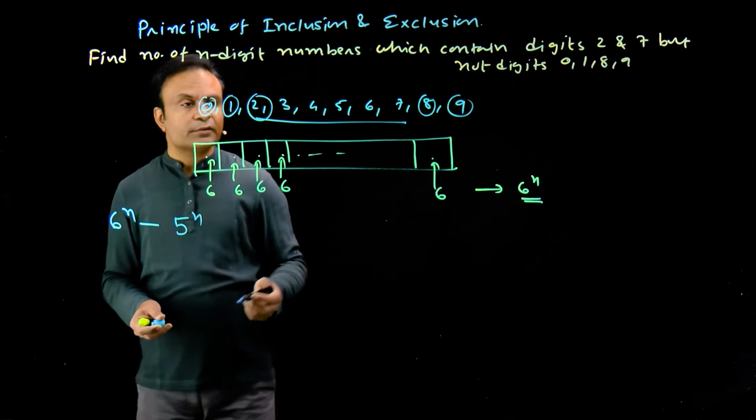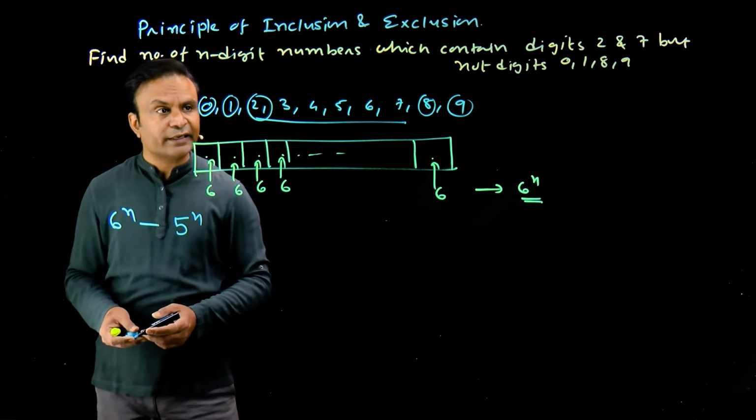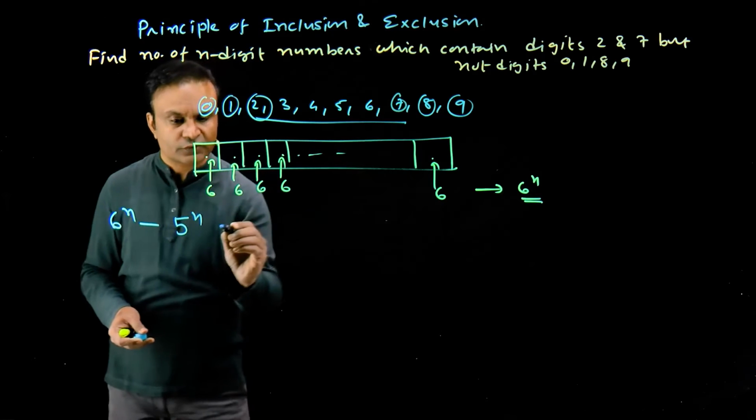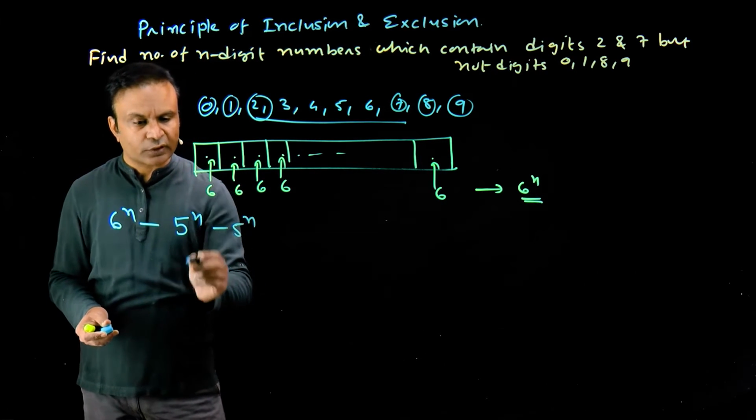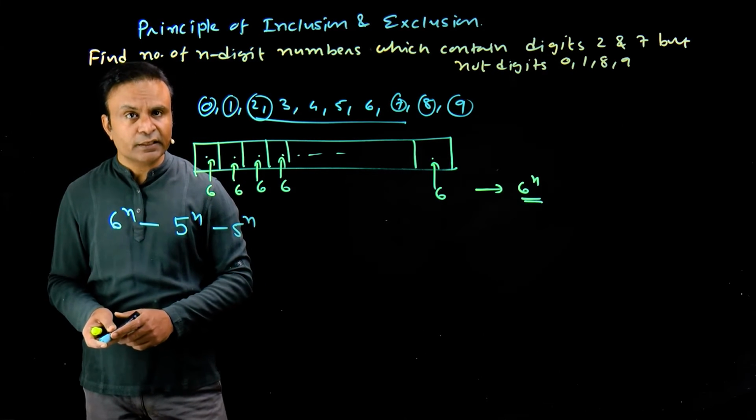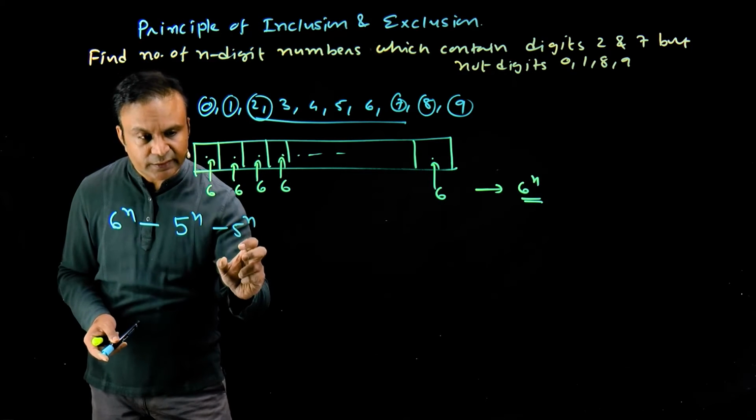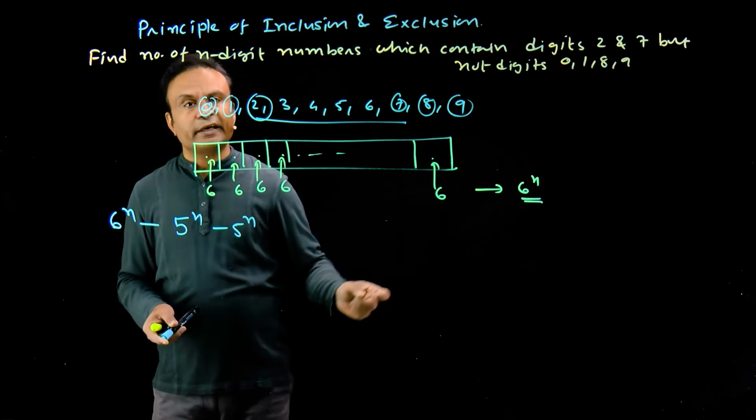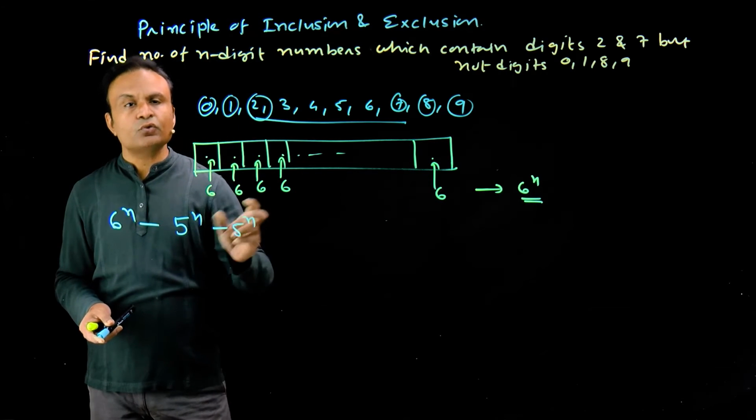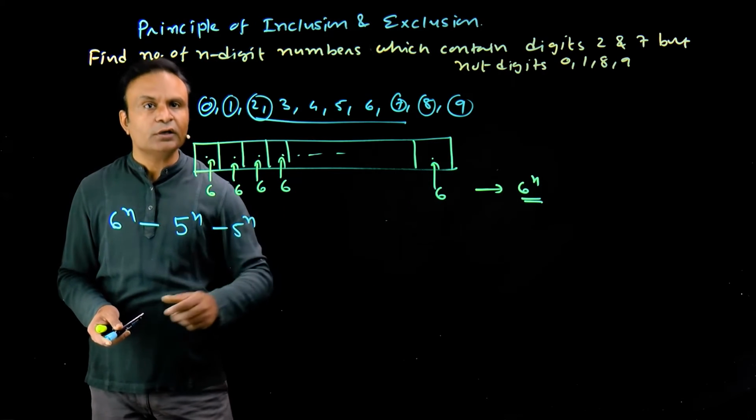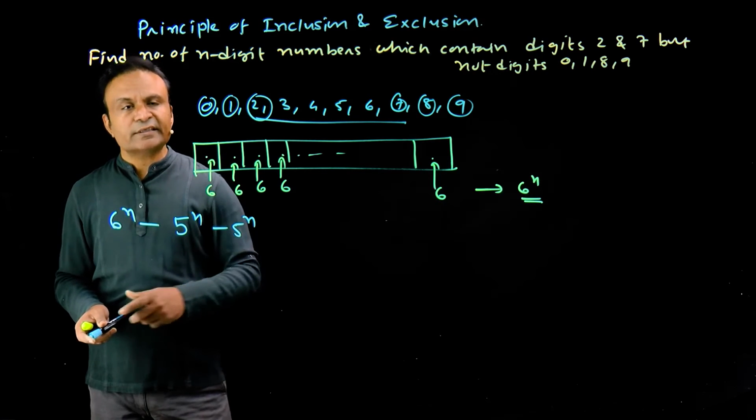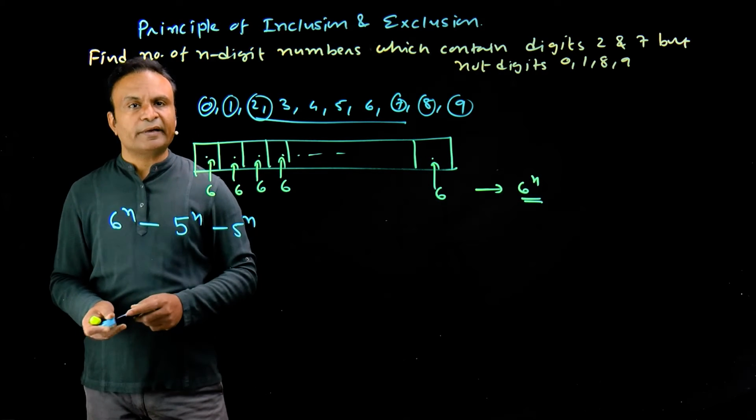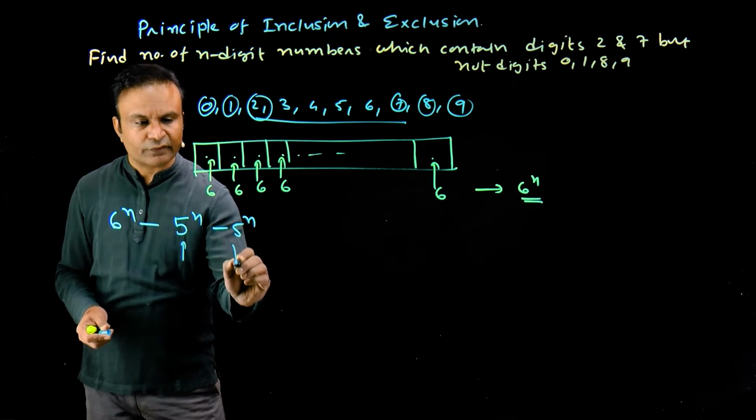Similarly, those numbers which do not contain digit 7 will also be 5 power n. तो हमने ये दोनों केस माइनस कर लिए, पर ये दोनों को माइनस करने पे वो केस जिसमें 2 and 7 दोनों नहीं आएंगे, those numbers in which 2 and 7 both do not appear, वो केस कितनी बार माइनस हो जाएगा? 2 बार माइनस हो जाएगा, once in this and once in this.